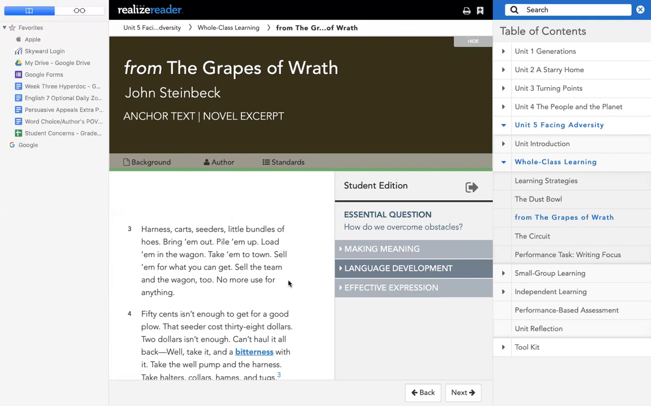So again, they're listing all these items that they're hoping that they can sell. Stop and highlight any words you don't know.